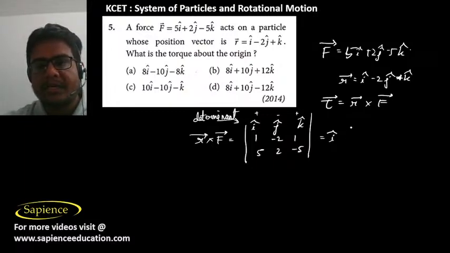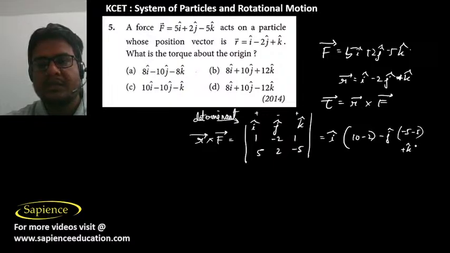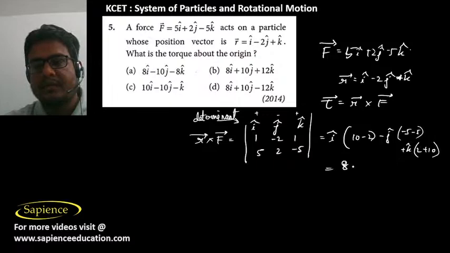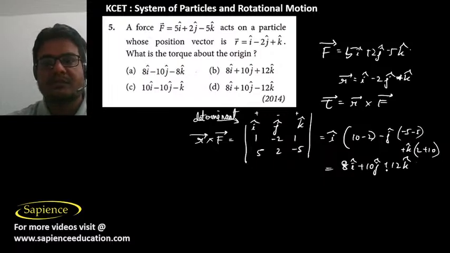So that will be i cap into 10 minus 2, minus j cap into minus 5 minus 5, then plus k cap into 2 minus of minus 10, that is plus 10. So this will be 8 i cap, then plus 10 j cap plus 12 k cap. This is r cross F. So this is the required torque about the origin. So option B is the correct answer.